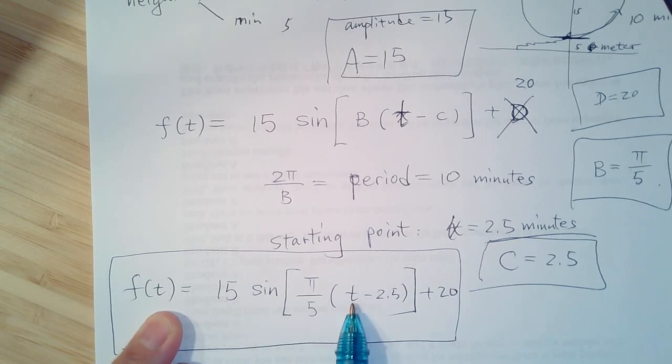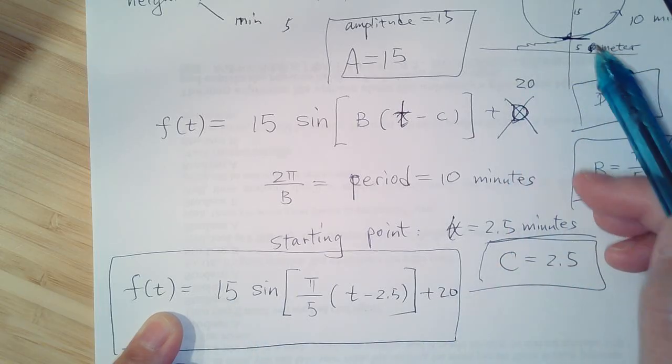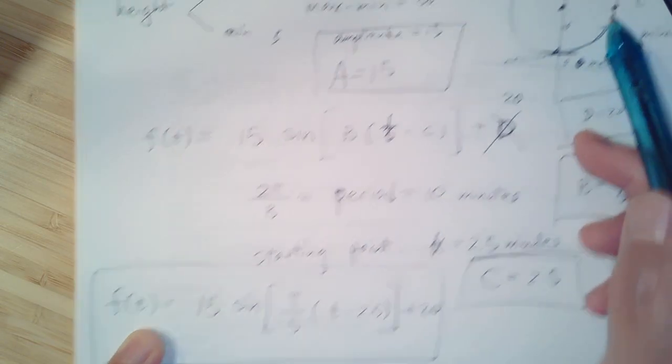So if I have t equals 0, then this is negative 2.5 divided by that. What do you have? You have negative 1/2. So it's negative pi over 2. The sine of negative pi over 2 is negative 1. So here's negative 15 plus 20, you are 5 meters above the ground. Okay? And when t equals 2.5, this part is 0, and sine 0 is 0, times that is 0, so you're 20 meters above the ground, isn't it? When t equals 2.5, that means 2.5 minutes later, what's your height? 20. Here, 20.